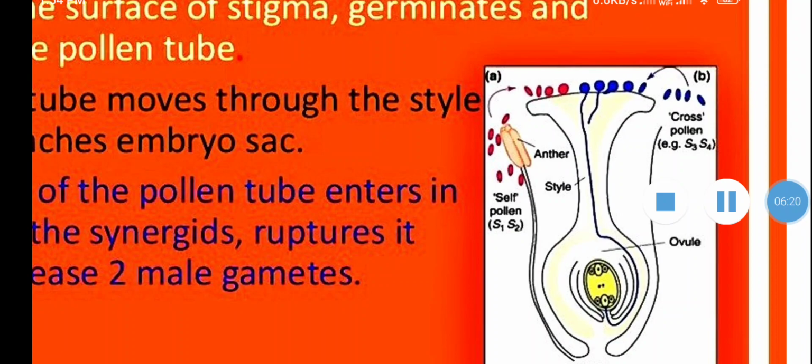We have studied the structure of the anatropous ovule in detail. So in the embryo sac you can see there are 8 nuclei.